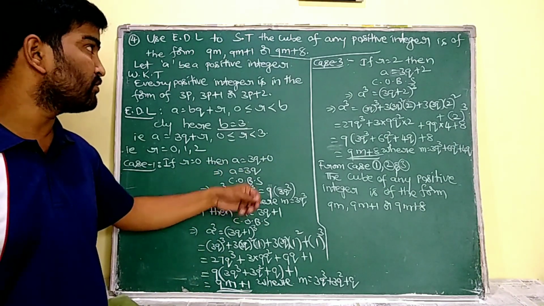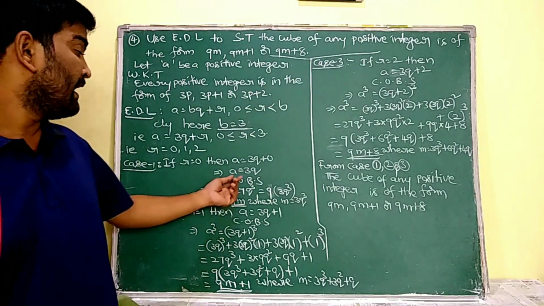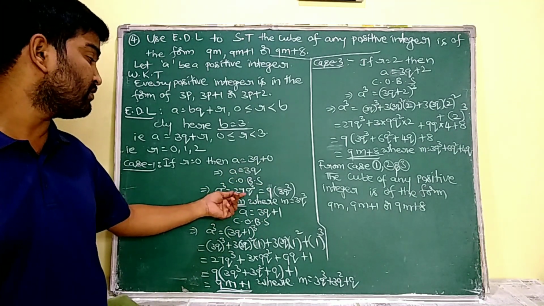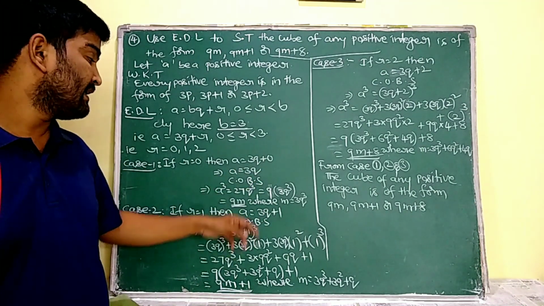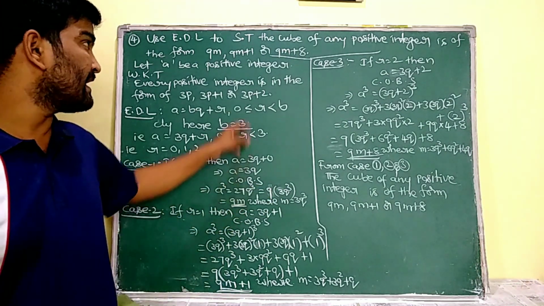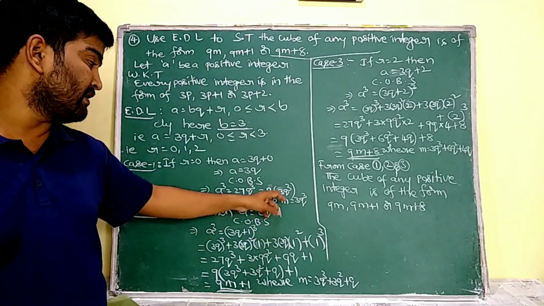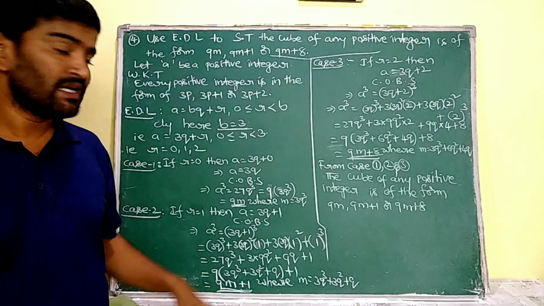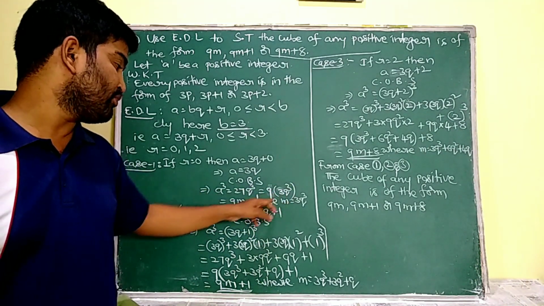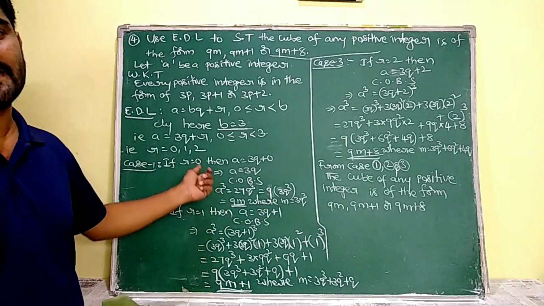If a is equal to 3q, we have to check the cube of every positive integer. Then I am going to do cubing on both sides. So a cube is equal to 27q cube. That can be expressed as 9 into 3q cube. Why? Because I have to express this value as 9m, 9m plus 1 or 9m plus 8. So I am going to take out 9 common from this. So 9 into 3q cube. Here I am going to express this 3q cube as m, then 9m, where that m is equal to 3q cube. This is the first case.